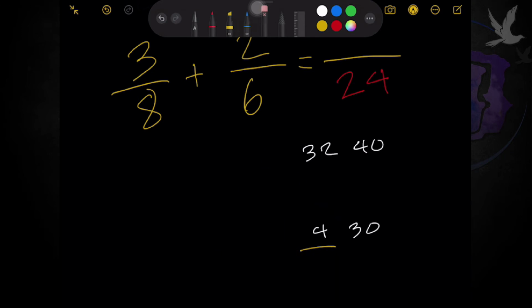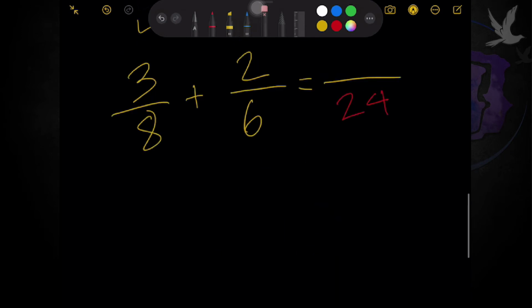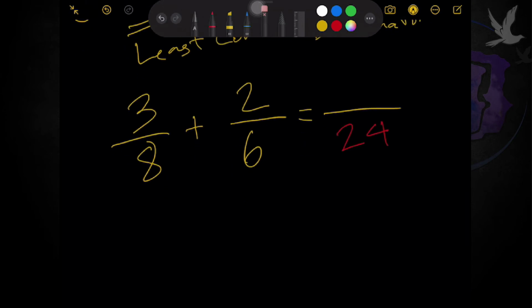After getting the LCD, you are going to make use of the division and multiplication process. Paano nga ba yan? Okay, first things first, take the LCD and deal with it with the first given fraction, which is 3 over 8. 24 divided by 8. 24 divided by 8 will give us 3.